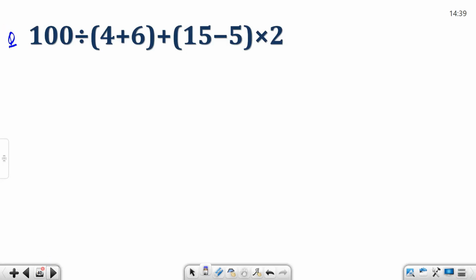The question is 100 divided by (4 plus 6) plus (15 minus 5), multiplied by 2. According to... Put the pen down.